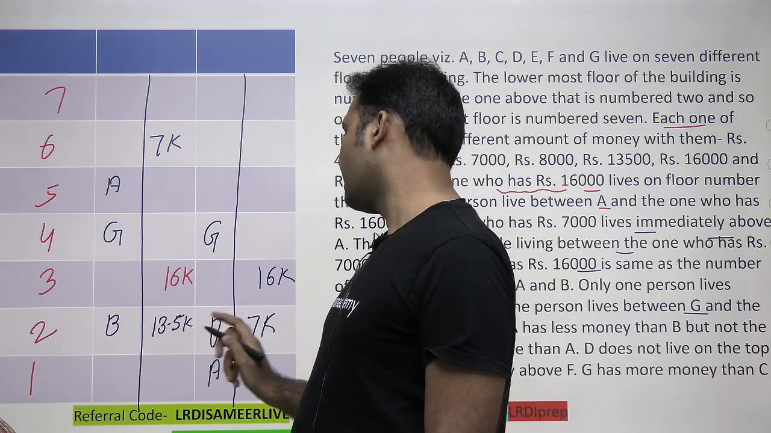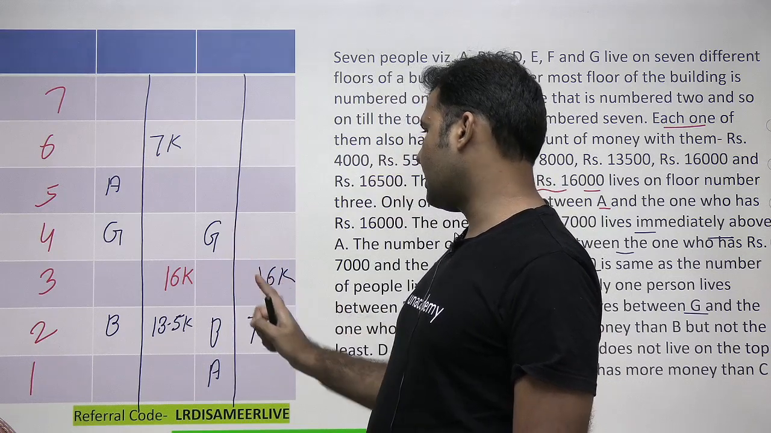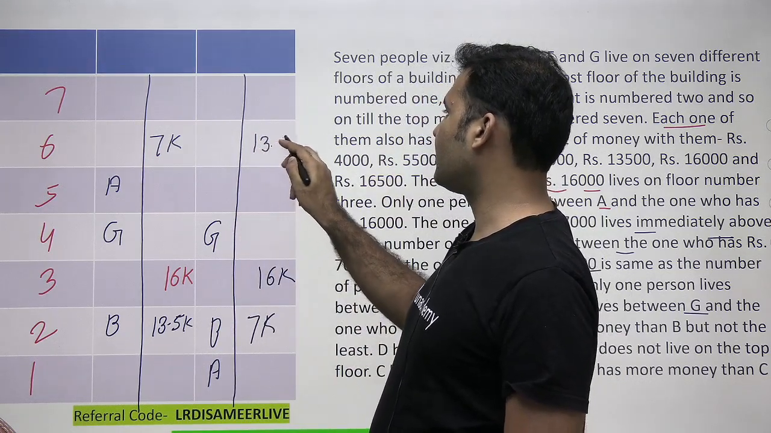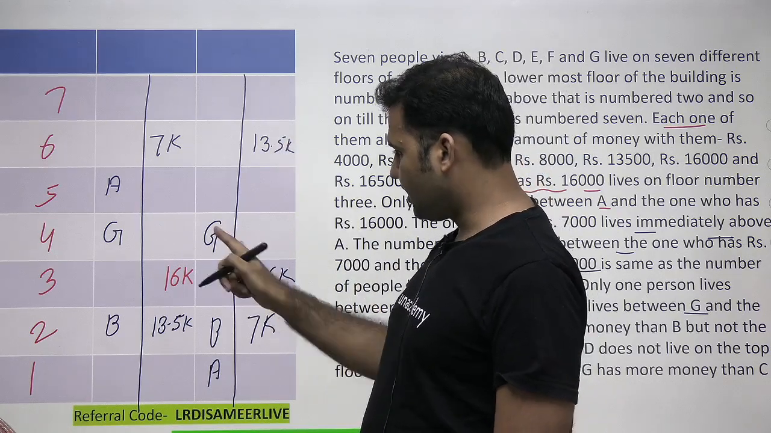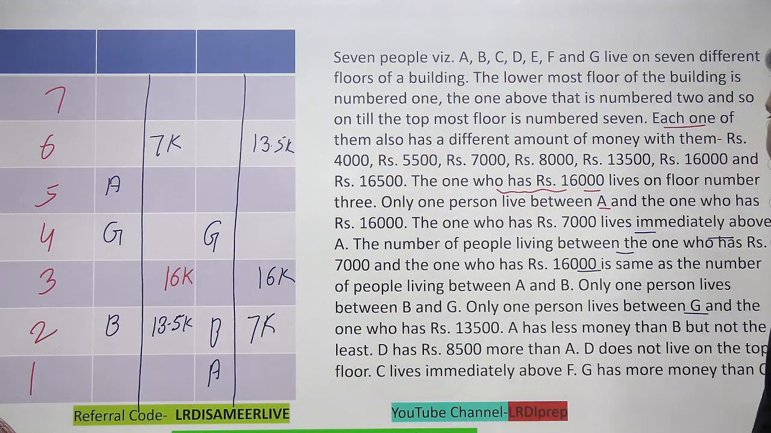13,500 over here. Now, in this particular case, G is here. To create a gap between G and 13,500, I need to place 13,500 here because this place, right, is already filled. All right, now let's move forward.